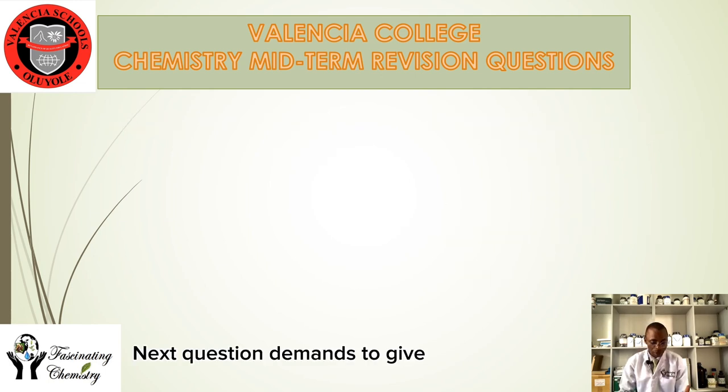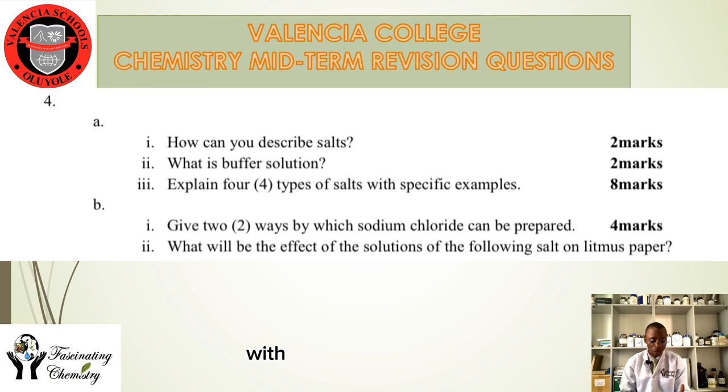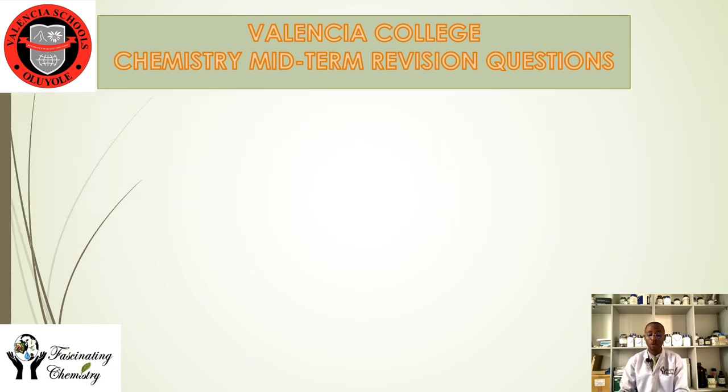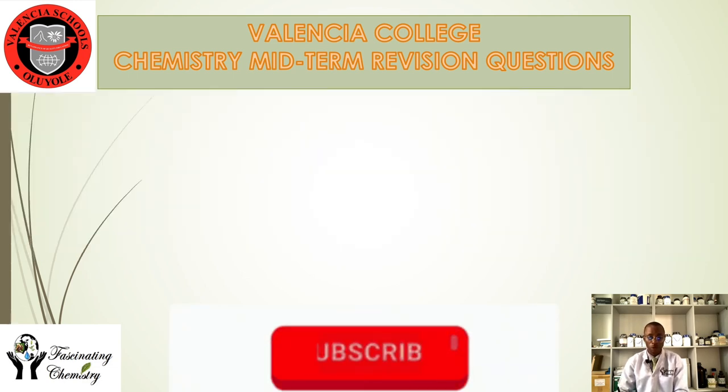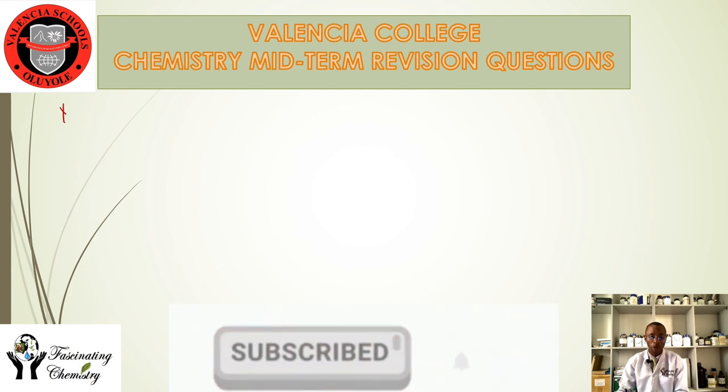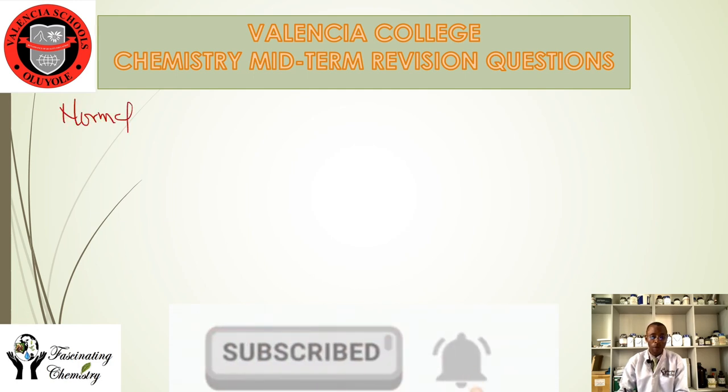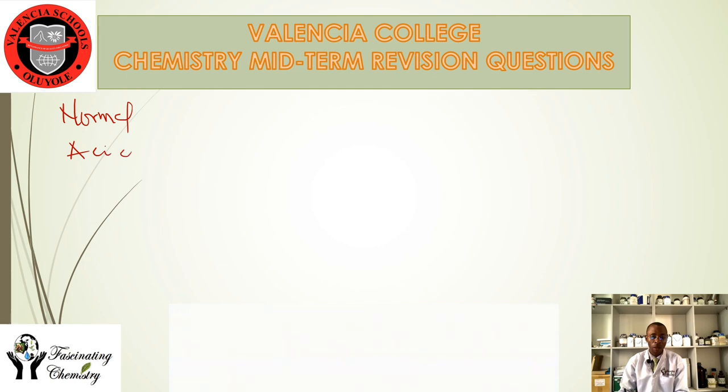Next question demands to give four types of salts with specific examples. First thing is to give the types of salts. The types of salts, you can have a normal salt. A salt can be normal, it can be acidic, it can be basic, it can be a double salt, it can be a complex salt.